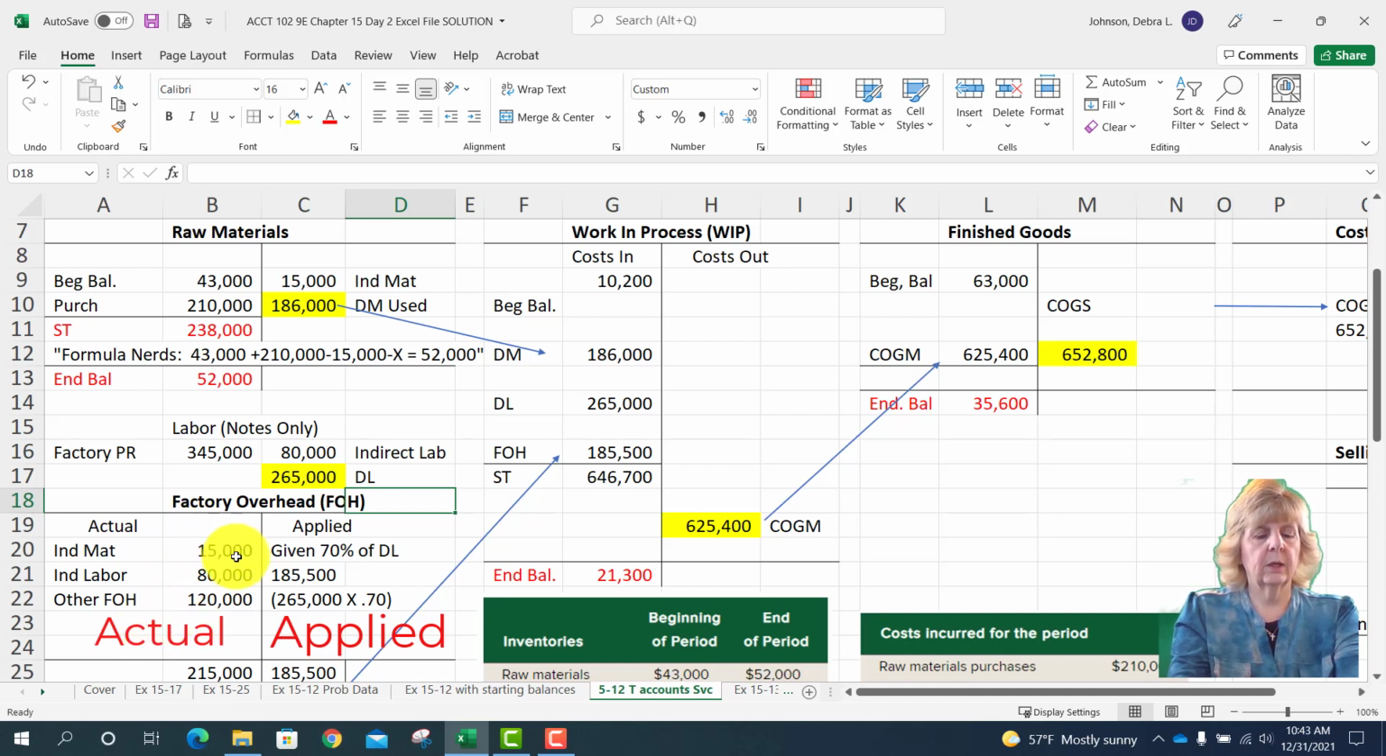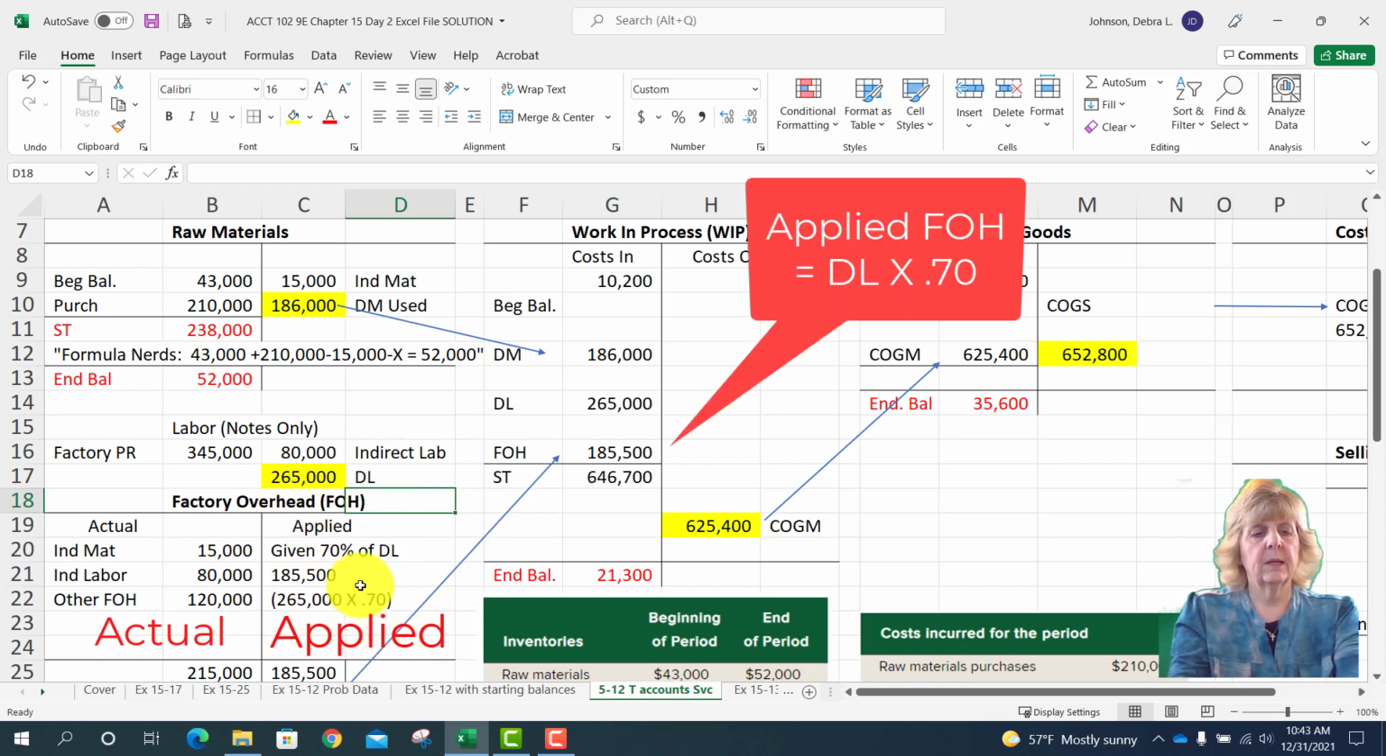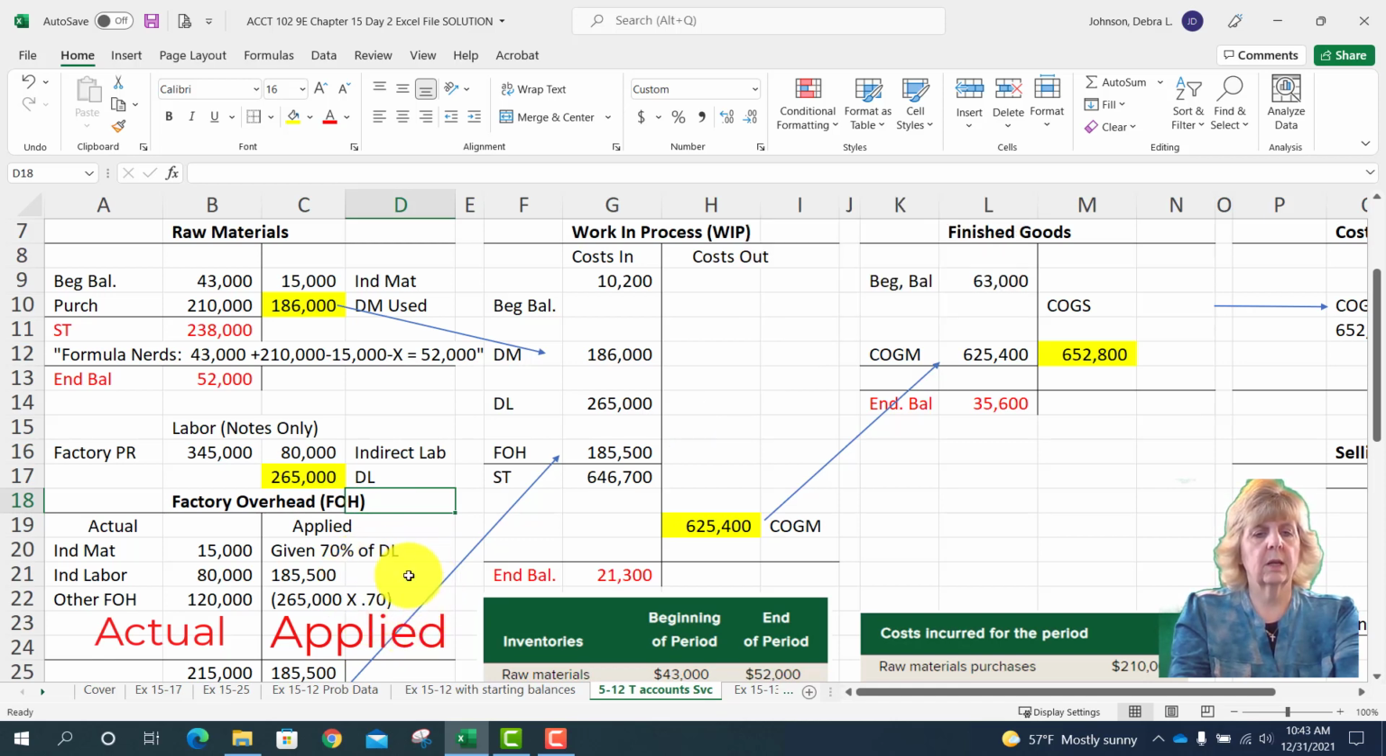So that would complete our debit side. Our credit side would be the applied overhead based on 70% of direct labor. You see that calculation taking place right here. And the movement would be a credit to factory overhead and a debit to WIP.